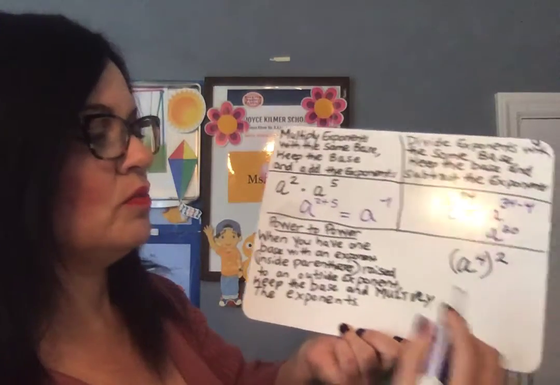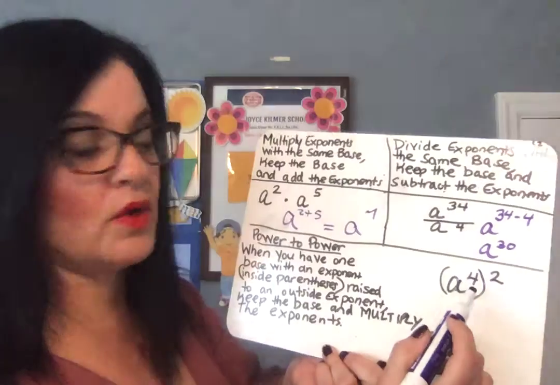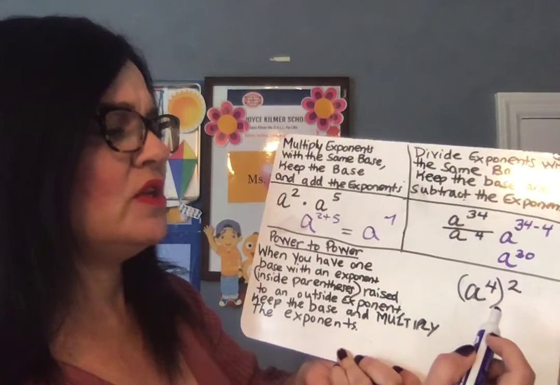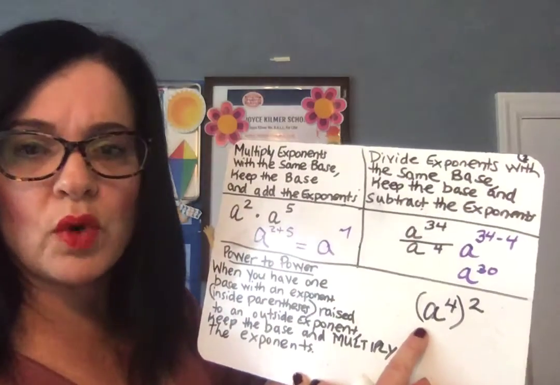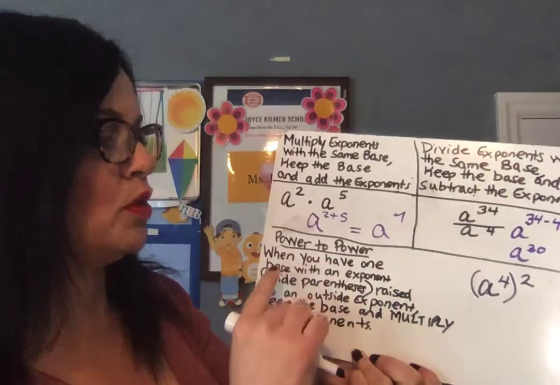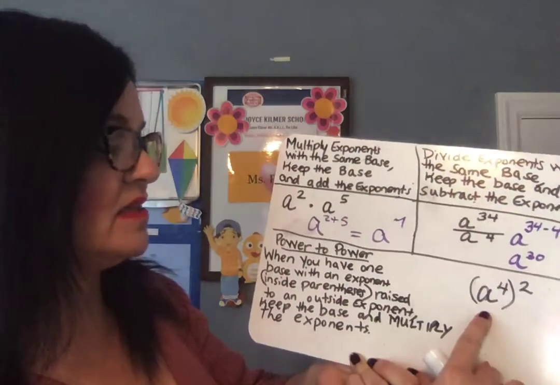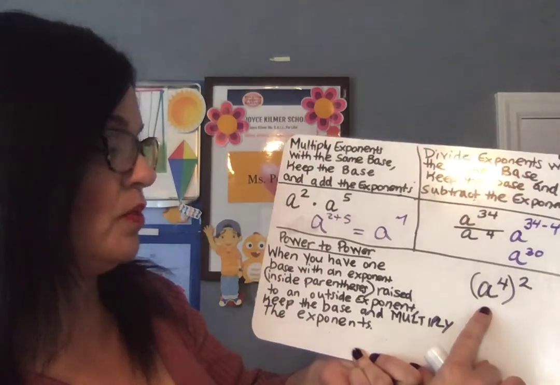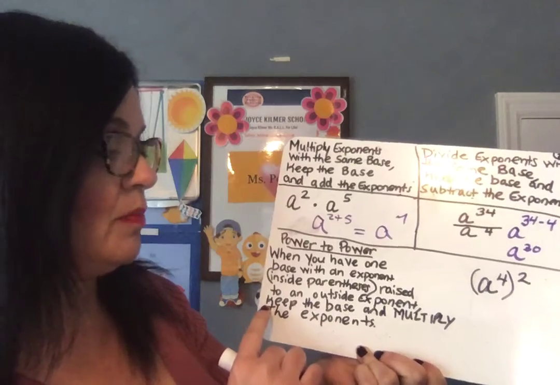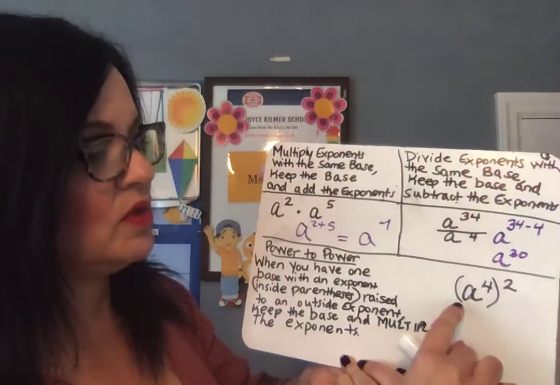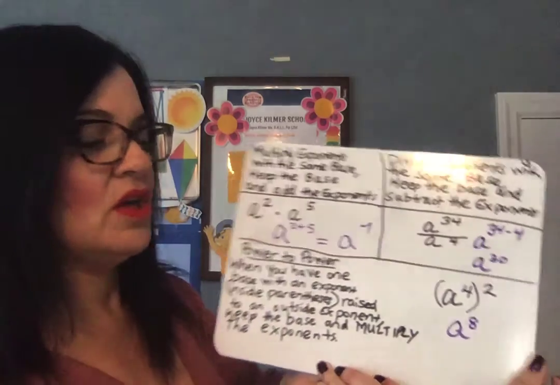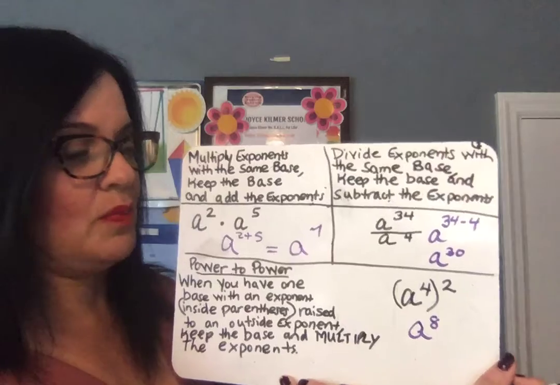Here we're going to raise a to the 4th power in parentheses to the power of 2. So how do we do that? Because over here we only have one base. So this is called the power to power rule. When you have one base with an exponent inside the parentheses raised to an outside exponent, you keep the base and multiply the exponents. So here you have a, keep the base, and 4 times 2 is 8. So your answer would be a to the 8th power, okay?